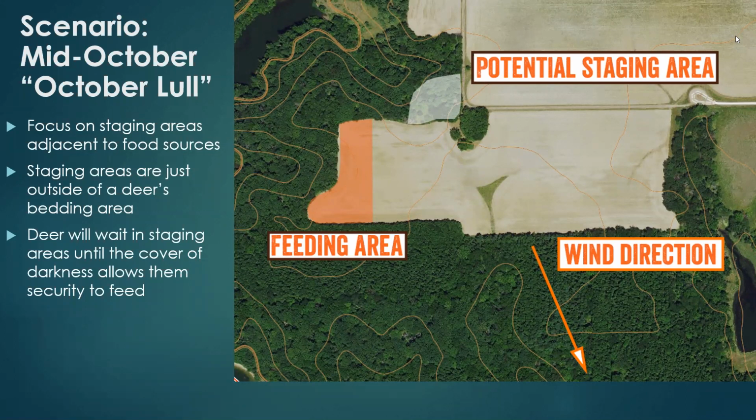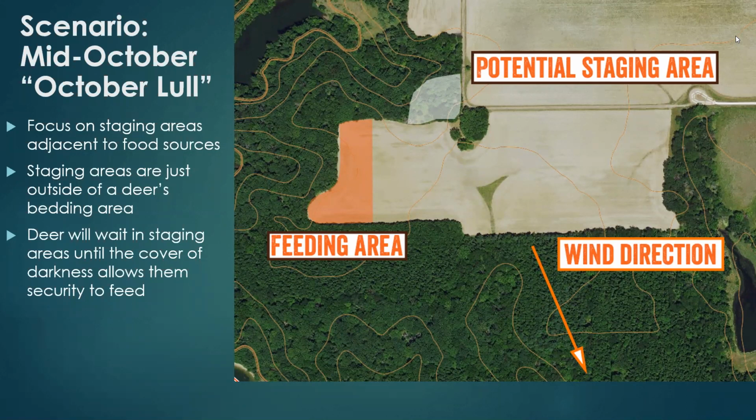And so during this October lull, you hear a lot of people who just kind of give up for these 2 or 3 weeks because they say the deer go nocturnal. It's hard to pattern them. It's hard to find them. And that can be true if you're looking in the wrong spot. A lot of times, focusing on these staging areas is a great advantage.